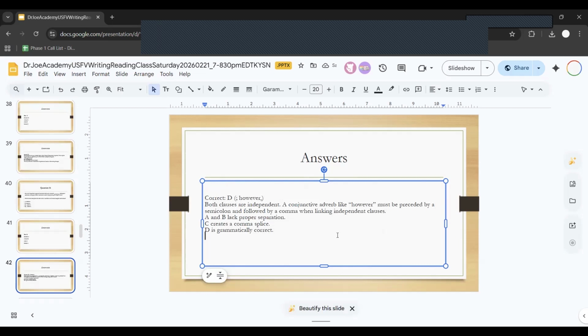All right, the correct answer would be D, which is "however." Both clauses are independent. A conjunctive adverb like "however" must be preceded by a semicolon and followed by a comma when linking independent clauses. A and B lack proper separation.